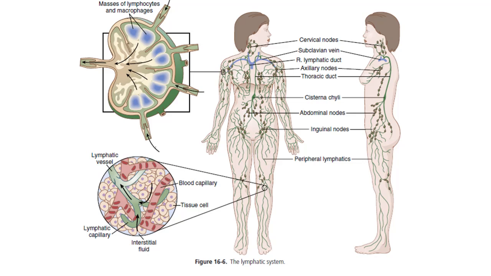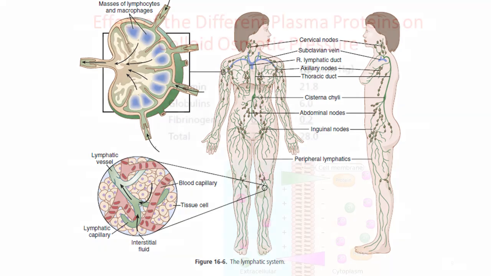Lymphatic vessels collect fluids, and then the left part of our body empties lymph fluids into the left subclavian vein, and the right part of our body empties fluids into the right subclavian vein, and then they empty into veins and return fluid and proteins to the circulatory system.